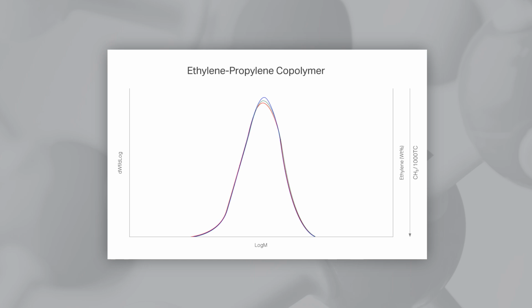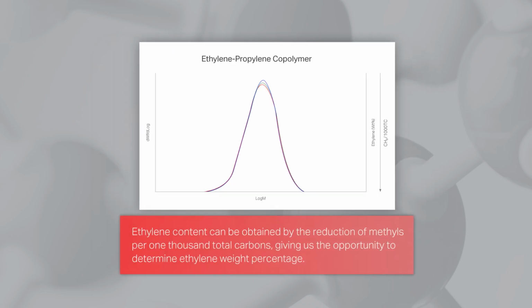Another example is the case of ethylene-propylene copolymers. Ethylene content can be obtained by the reduction of methyls per 1,000 total carbons, giving us the opportunity to determine ethylene weight percentage.